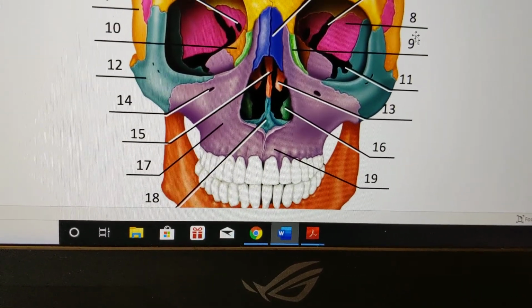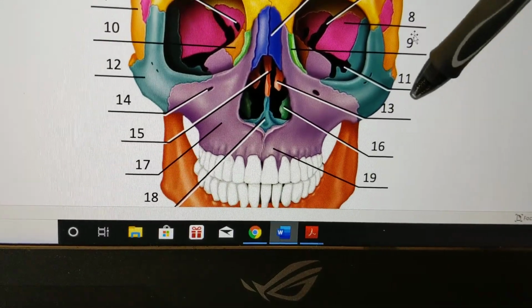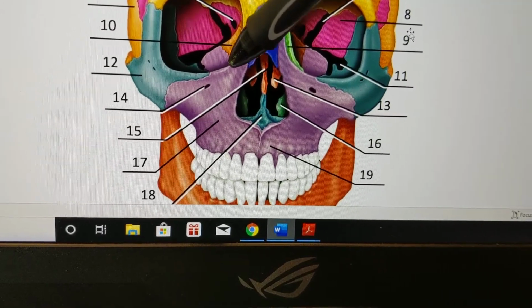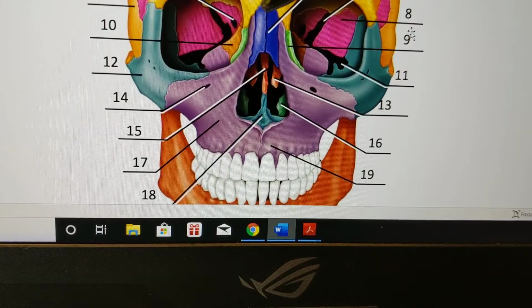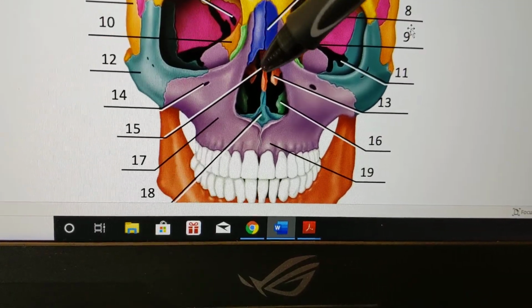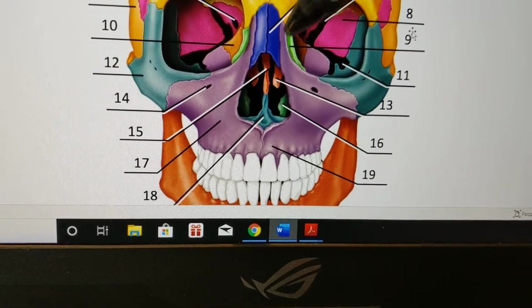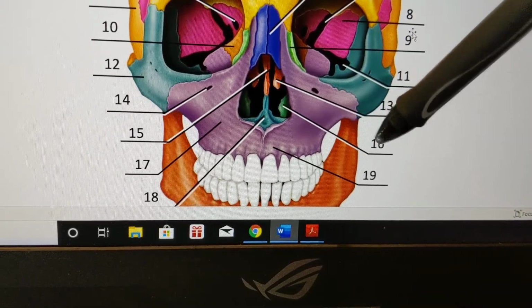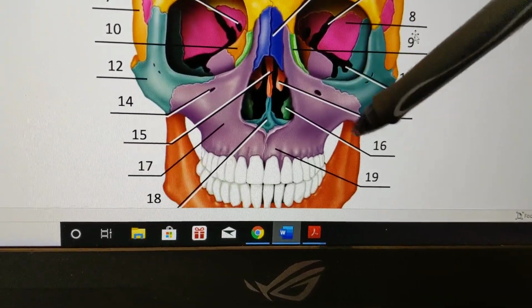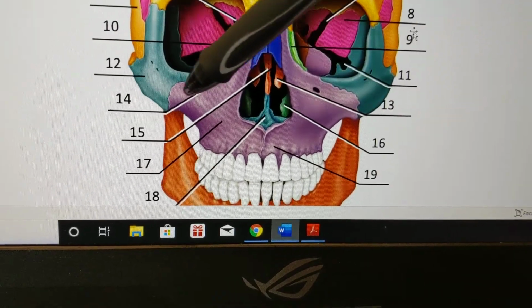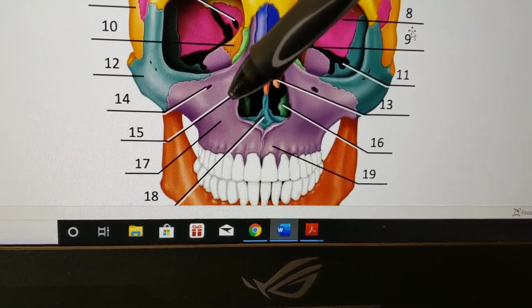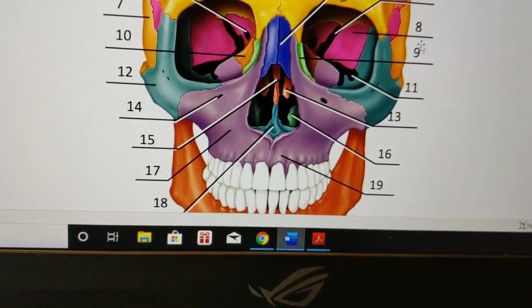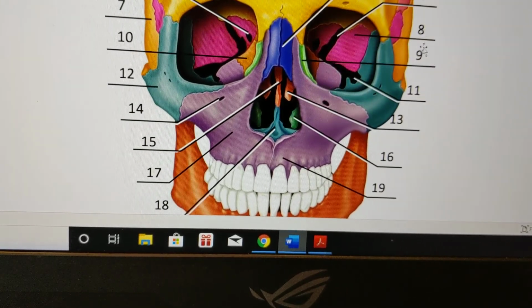Where were we? 12, zygomatic. 14 is the infraorbital foramen. 15 is the perpendicular plate of the ethmoid bone, making up the top of the nasal septum. 16 is that inferior nasal concha, so inferior, and 13 maybe superior nasal concha. 17 is the maxilla here. 18 is the vomer, making up the bottom of the nasal septum.